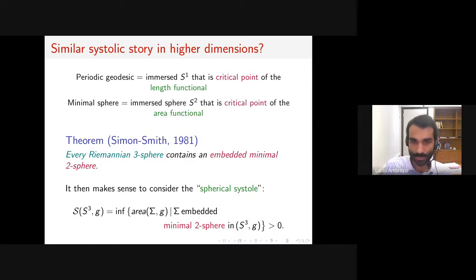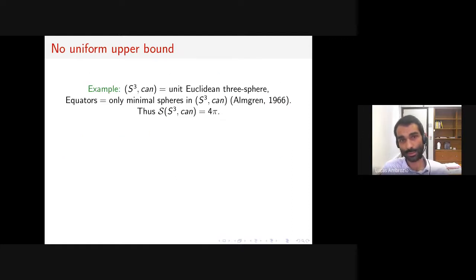Okay, so this number also happens to be positive, and it's very difficult to compute, because from the definition, we need to know at least one minimal two-sphere in order to get an estimate from above for this number. So it's very difficult to compute. But there are situations where this number can be computed. For example, the most symmetric case, the case of the canonical metric. And we can compute it because we know by a theorem of Almgren that every minimal two-sphere in the canonical three-sphere is a great sphere. It's an equator, a totally geodesic S2. And all equators have the same area, equal to 4π. So the spherical system of S3 with the canonical metric is 4π. Okay?